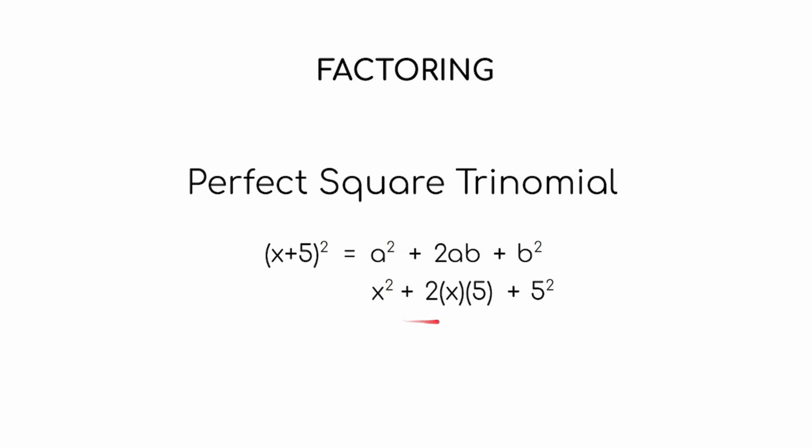Then if we go ahead and simplify this, we get that x squared still stays the same, plus 2 times x times 5, that's going to be 10x, and then 5 squared is going to be 25. So x plus 5 squared is equal to x squared plus 10x plus 25. And we did all of that without needing to FOIL at all.